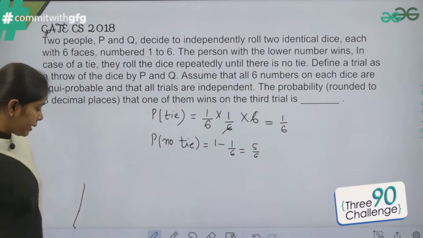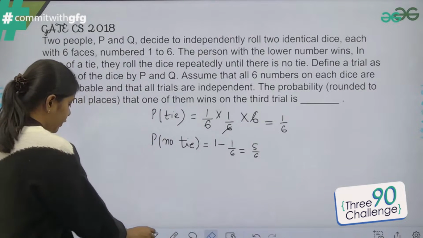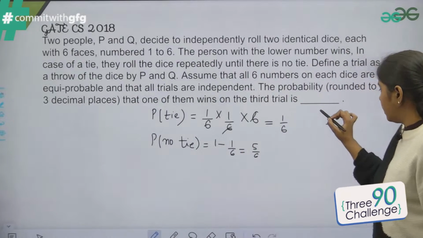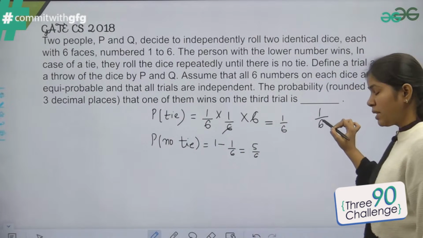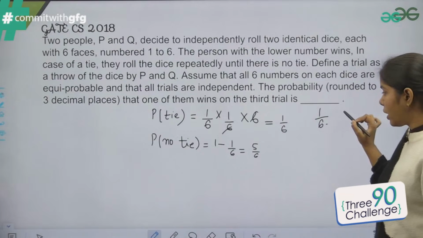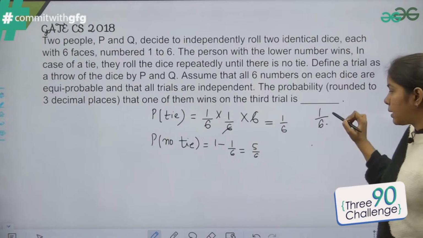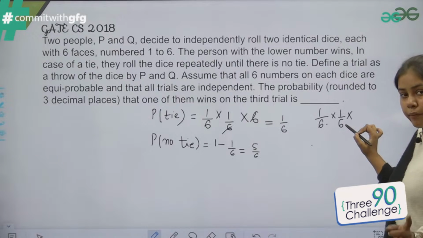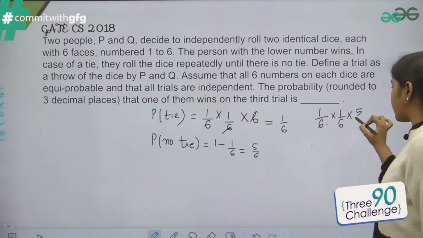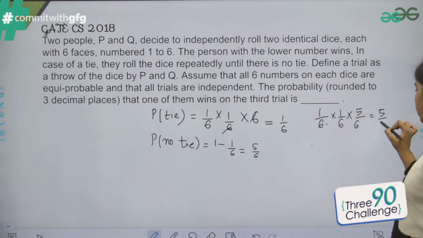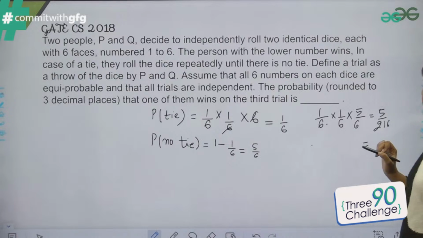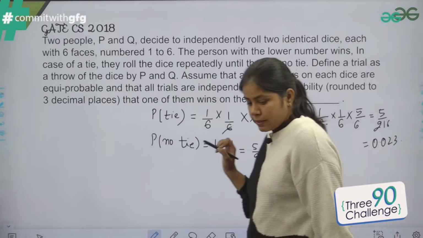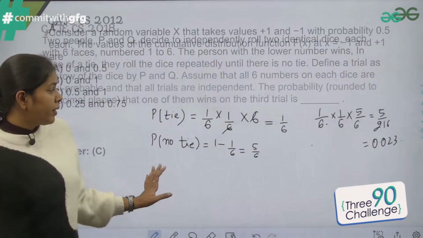But now they are asking the probability that one of them wins on the third try. That means anyone is not winning on the first trial. That means on the first trial there is a tie, on the second try there is a tie, and on the third trial one person is winning, that is 5 by 6. So I'll get 5 upon 216. If I write it in decimal, you will get something like 0.023 as an answer. So I hope everyone gets it.